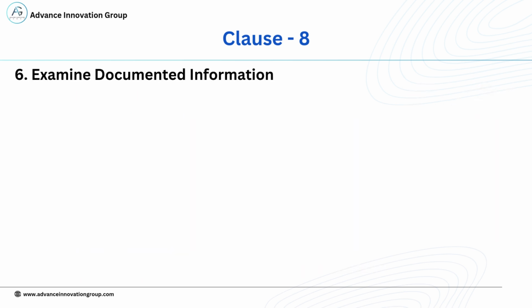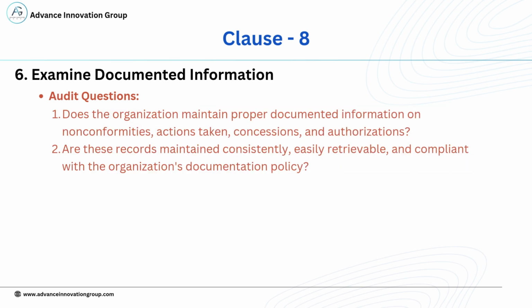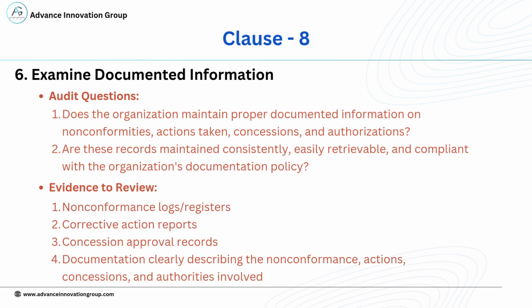6. Examine documented information. Audit questions. 1. Does the organization maintain proper documented information on nonconformities, actions taken, concessions, and authorizations? 2. Are these records maintained consistently, easily retrievable, and compliant with the organization's documentation policy? Evidence to review. 1. Nonconformance logs, registers. 2. Corrective action reports. 3. Concession approval records. 4. Documentation clearly describing the nonconformance, actions, concessions, and authorities involved.